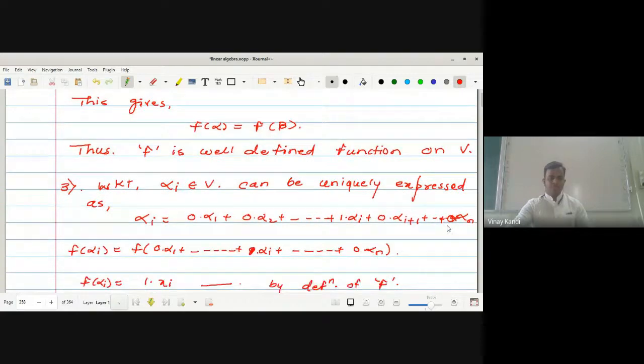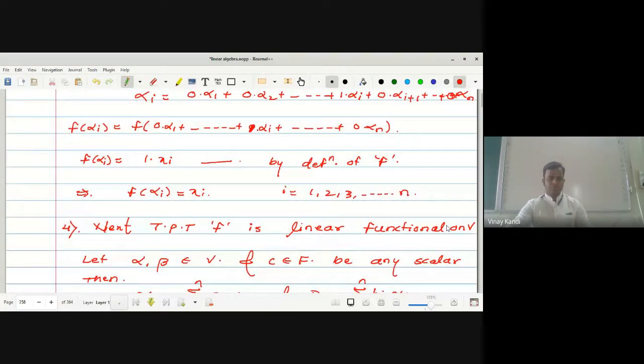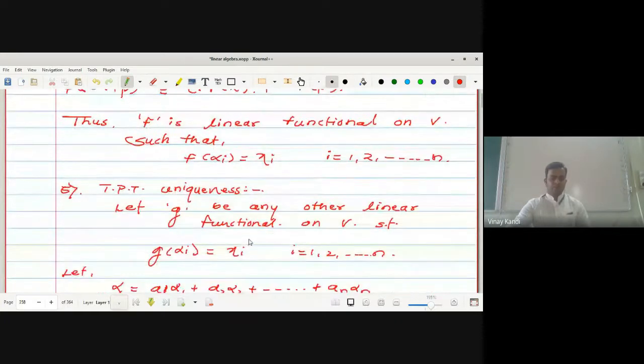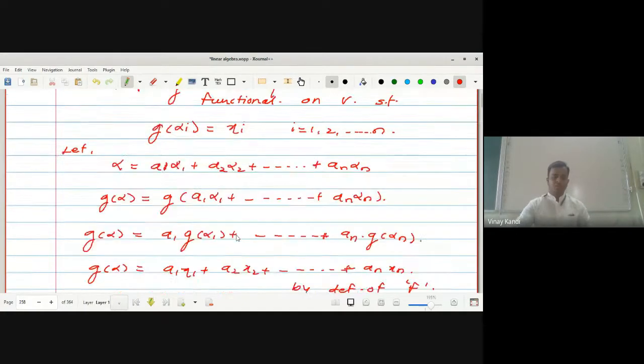In the third step, to prove that there exists, this function maps alpha i to xi. And in the fourth step, we have to prove that this function f is a linear function, the condition of linearity. And in the fifth step, the uniqueness. Okay, any doubt? Any doubt up to here?